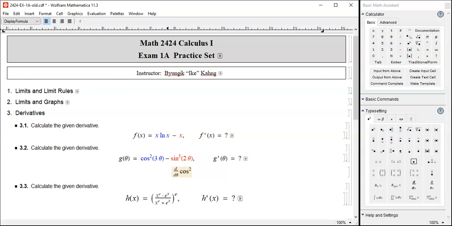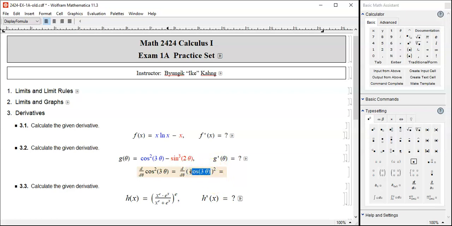Cosine squared of 3 theta. Let's do this. And then please note that this is a shorthand of this. You see, you have to use chain rule, so you have to find the derivative of the outside function first, and then go in. That's the rule. Outside first, and then going in. And the outside function may look like the cosine function, but no, it is not. The outside function is the second power function.